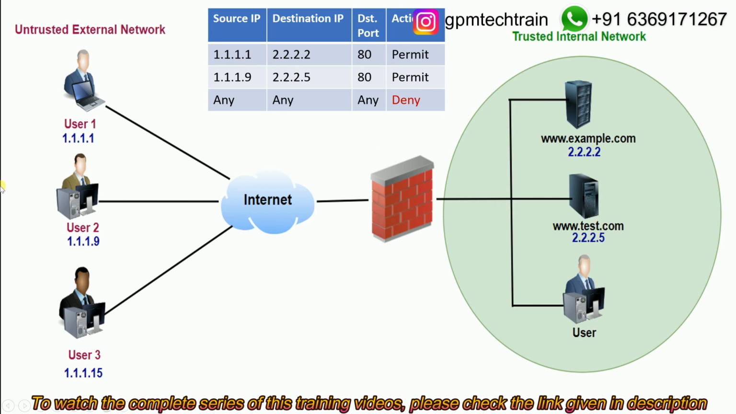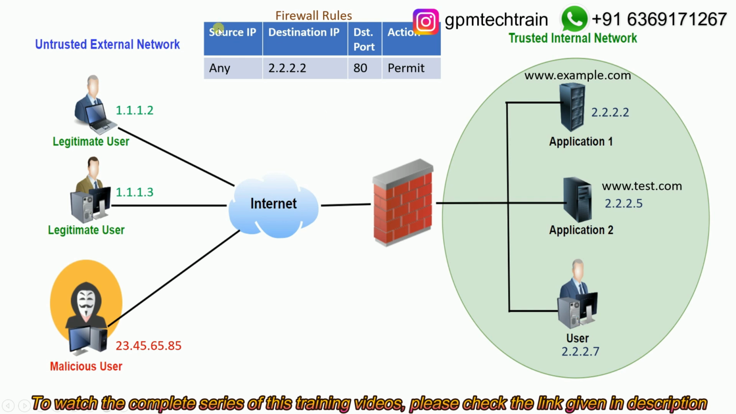Similarly, when this user, who has 1.1.1.9, tries to connect to the destination with IP 2.2.2.2, it gets denied because he is allowed to connect only to 2.2.2.5. All right, so this is how a legacy network firewall works. Let's understand its limitations.